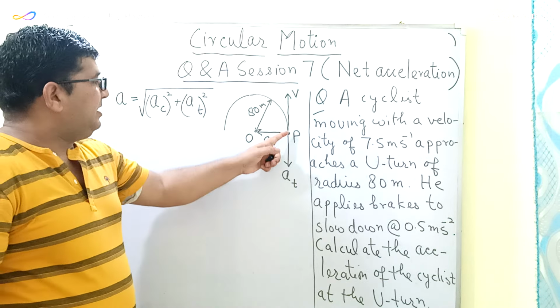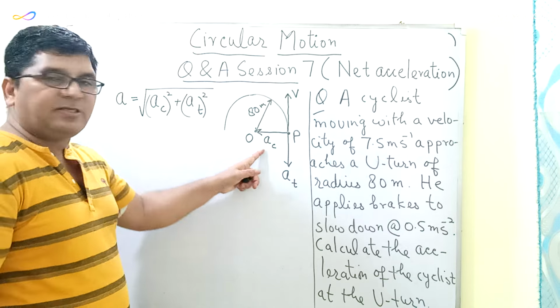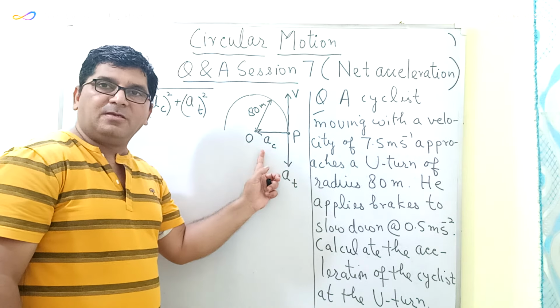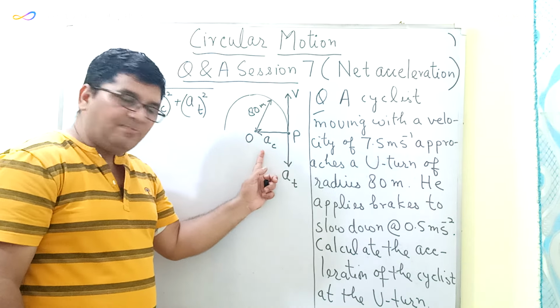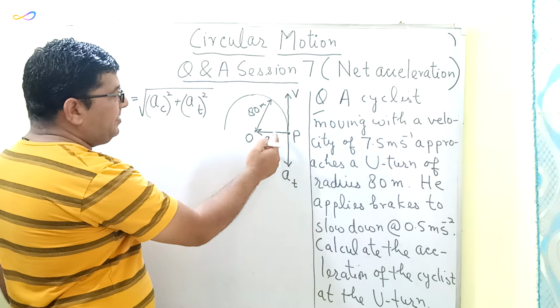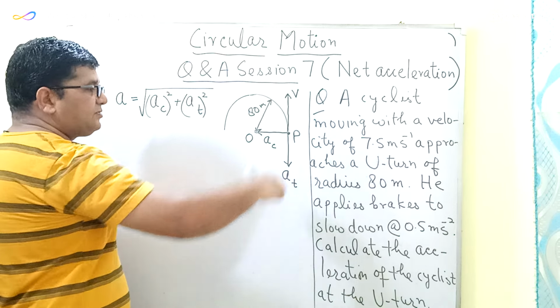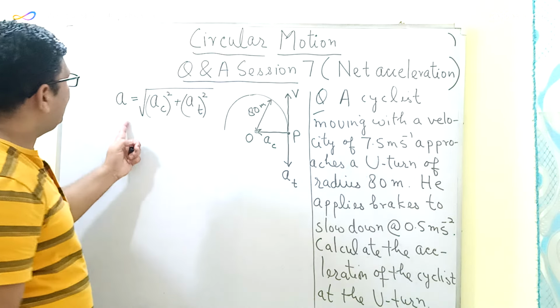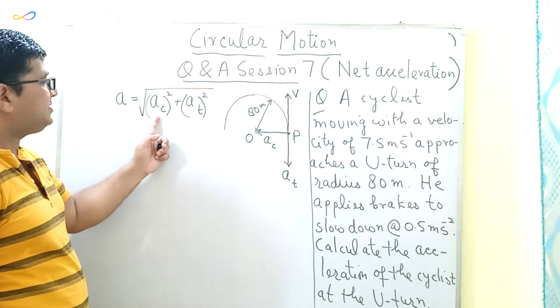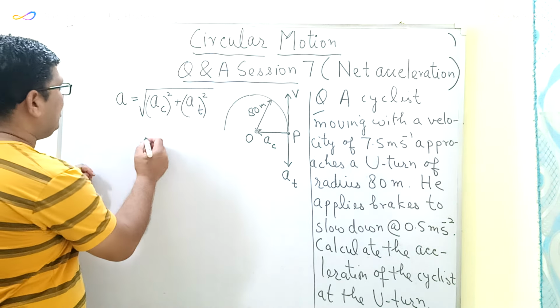Now when he takes this U-turn, the centripetal acceleration will also come into existence, and the centripetal acceleration will be directed inwards, that is towards the center of the radius of this U-turn. So the net acceleration will be given by AC, the centripetal acceleration, and AT, the tangential acceleration. Now we have to find the value of AC.